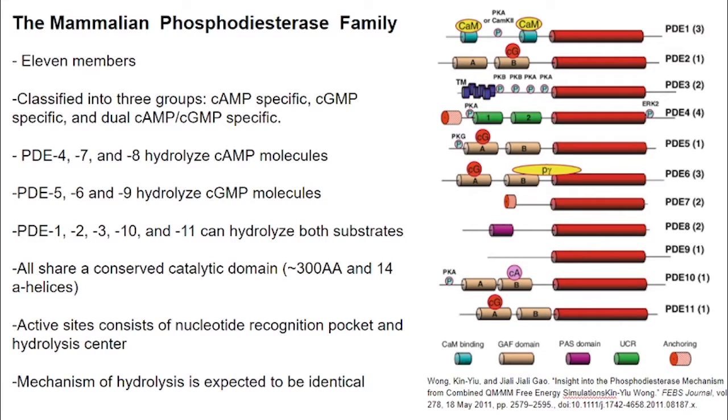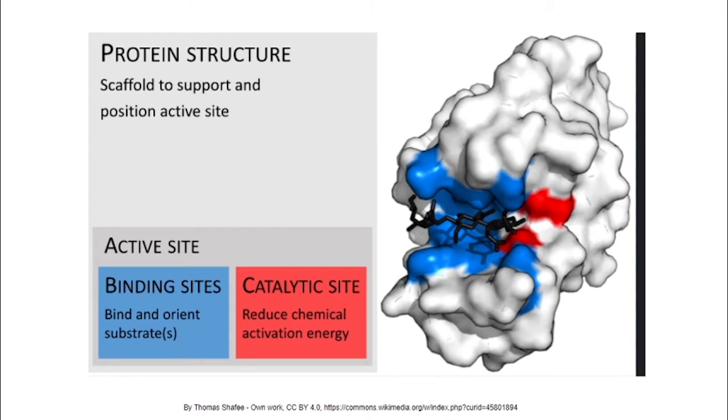As it turns out, all of these phosphodiesterases share a conserved catalytic domain. And what that means is that they have about 270 to 300 amino acids that follow generally the same sequence in all of their sites of catalysis. So pretty cool. They also have active sites that can be described as having 2 components, a nucleotide recognition pocket and then a hydrolysis center. And obviously, the nucleotide recognition pocket is going to be structured in a certain way for each enzyme to allow in either cGMP or cAMP or both.